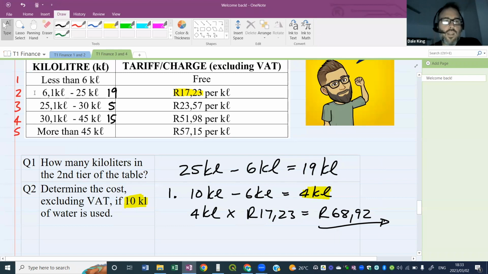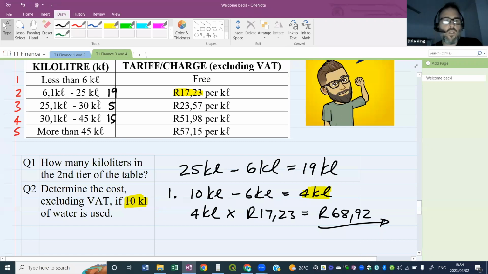We're into the second interval now because we're more than 6, obviously. And they say in the second interval, any water from 6 to 25 must be charged at 17 Rand 23. But we were 27 kiloliters of water. Okay, so we might actually go all the way through interval 2, which only has 19 kiloliters, because we got 21 and 19. So we might go all the way through here and into the third. And I'll show you what happens then.